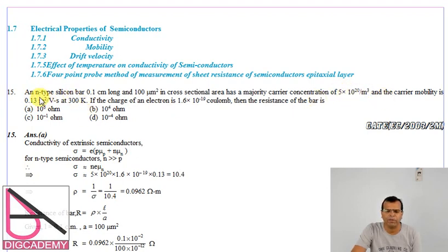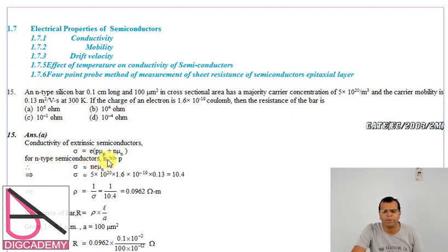So what are we given? We are given the length of the bar, the cross-sectional area of the bar, the majority carrier concentration and carrier mobility. The conductivity of extrinsic semiconductors we have just seen: sigma equals e(p mu_p + n mu_n). Here p is the concentration of holes in the valence band, mu_p is the mobility of holes, n is the concentration of electrons and mu_n is the mobility of electrons. Here it is given that it is an N-type semiconductor, so n is much greater than p.